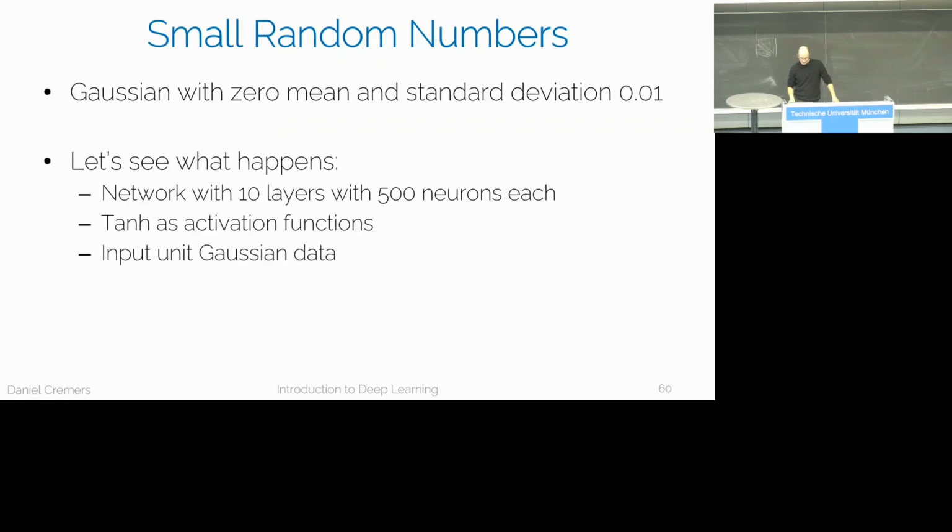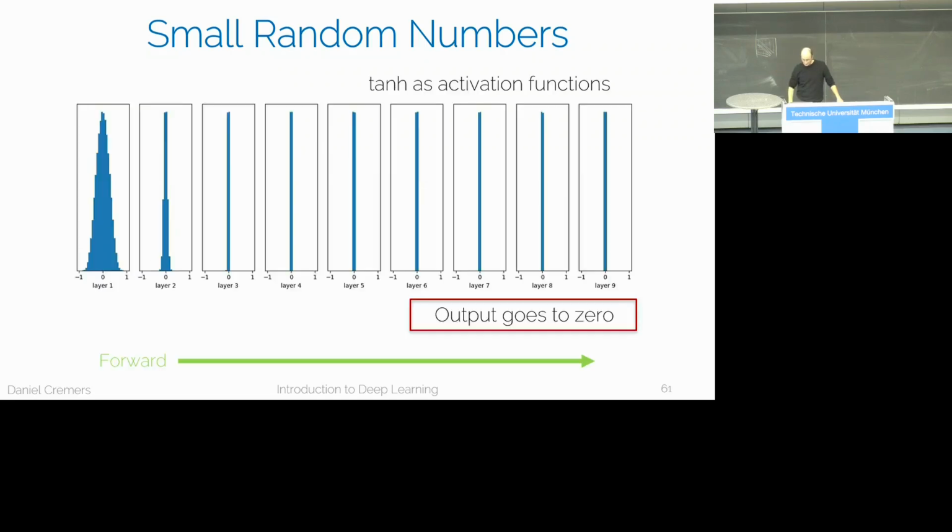So one thing you can try is to initialize the weights, let's say, with a Gaussian distribution. This is common. You want to initialize a bit randomly, so you sample from a Gaussian distribution with 0 mean and small standard deviation, say 0.01. Then we can take a network, let's say with 10 layers and 500 neurons in each layer. We take a hyperbolic tangent as activation function, and we use unit Gaussian input data for all the layers, right? And then what happens is this.